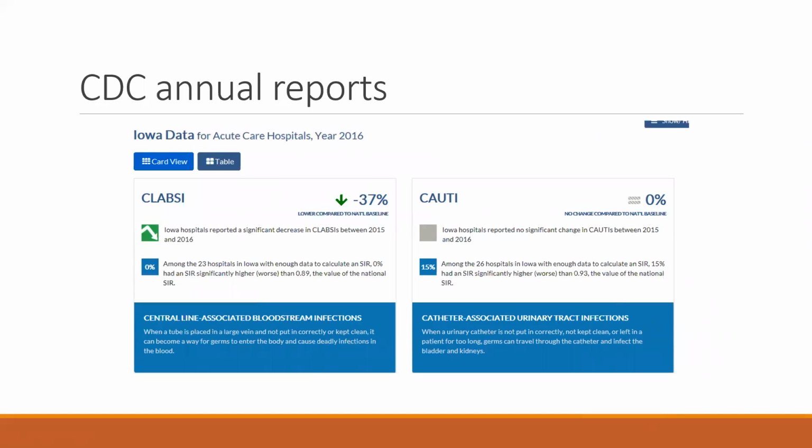baseline. There were only 23 hospitals in the state that had enough data to calculate a SIR, which is not unusual, and we're one of those states that has fewer acute care hospitals, and we know that that number is kind of small. They do suppress things so the smaller hospitals aren't showing up their data in this system.